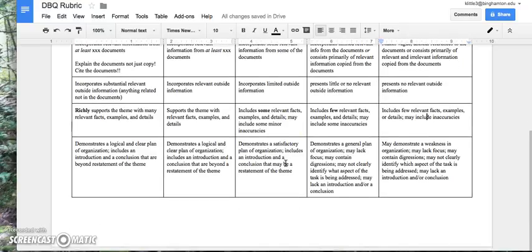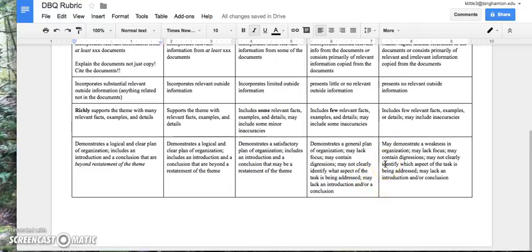Lastly, pretty easy, all of you will get a 5 on this one if you just follow my formula of taking the bullets and making them into paragraphs. So it demonstrates a logical and clear plan of organization, including an introduction and a conclusion that are beyond a restatement of the theme. So rewording the theme or the historical context is hugely important. And to get a 5, just did your outline, did the way you set up your essay make sense? And if it didn't, then you would be down on this end.